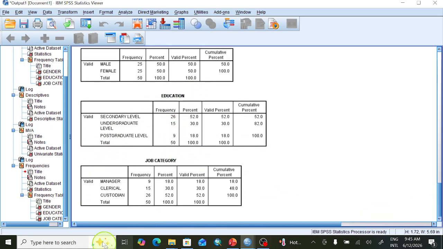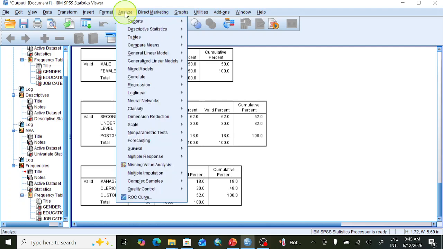So for the job category, manager, there were 9, percentage of 18, clerical 15, percentage of 30, and custodian there were 26. It gives a percentage of 52. When you add the percentage, you have 100%, and the total observation is 50. So this information is very important, and usually we take this to Excel so that you can draw a better table for that. Usually we don't present the table from SPSS in our work, and we modify the table but with the same information.